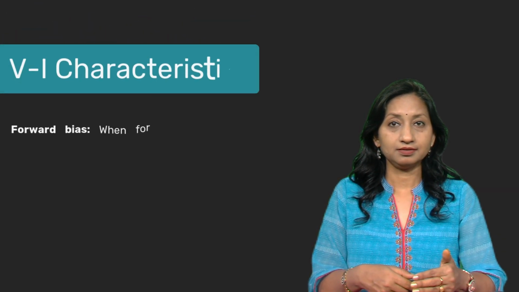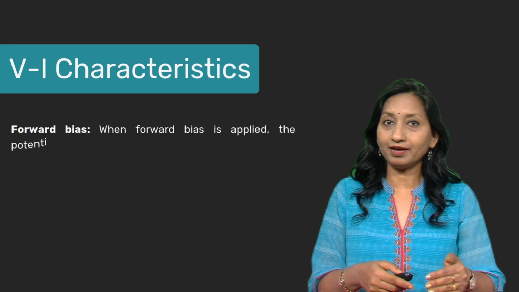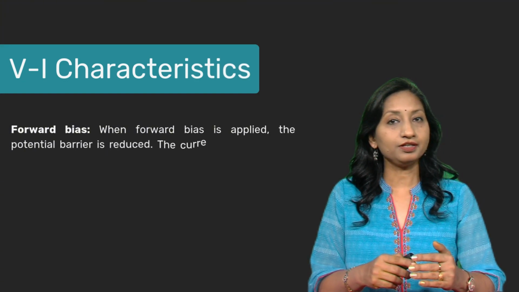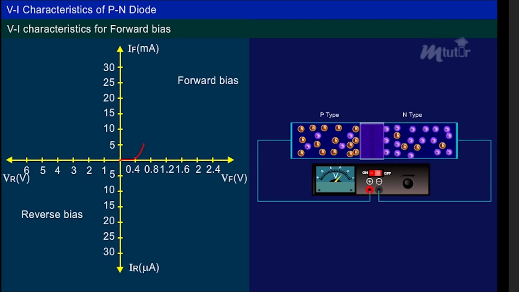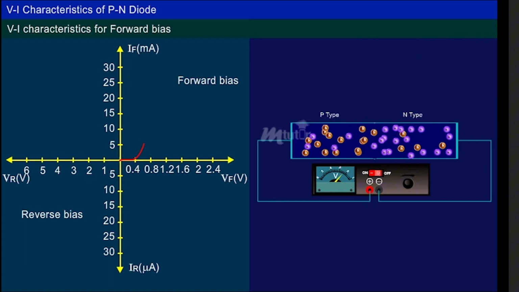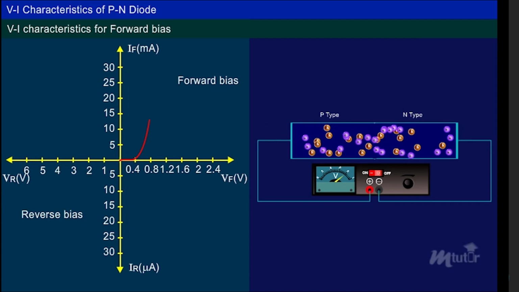Forward bias means when the forward bias is applied, the potential barrier is reduced. The current increases very slowly when applied voltage is less than the potential barrier. At some forward voltage, the potential barrier is eliminated and the current starts flowing in the circuit. It increases with increase in the forward voltage and the curve is almost linear.